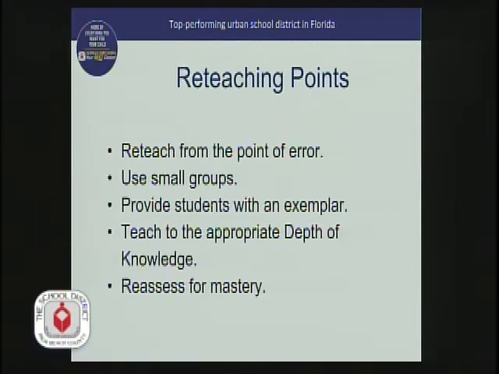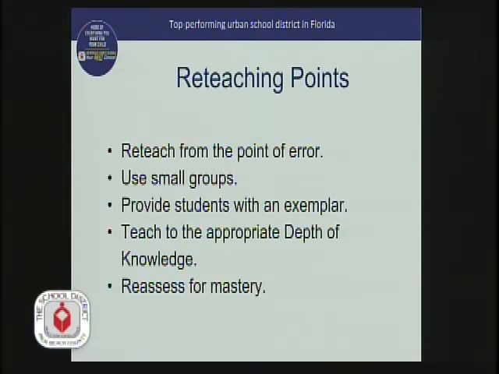Now comes the reteaching part, right? And it's important to reteach from point of error. Frankly, we don't have enough time in the day to reteach from the very beginning. At what point did the student make the error? That's the point where we start reteaching. It's reteaching from point of error. Where did you mess it up? That's where I have to pick it up from and keep going.